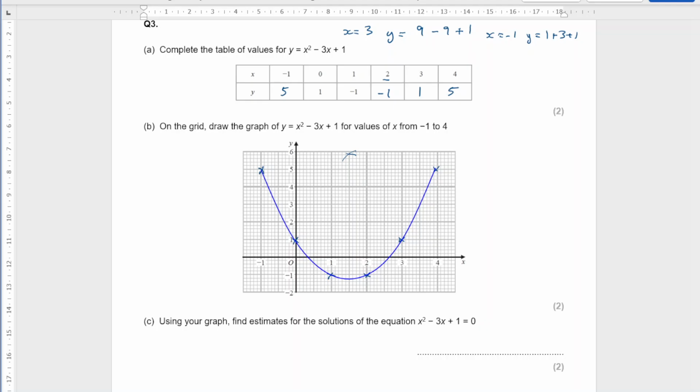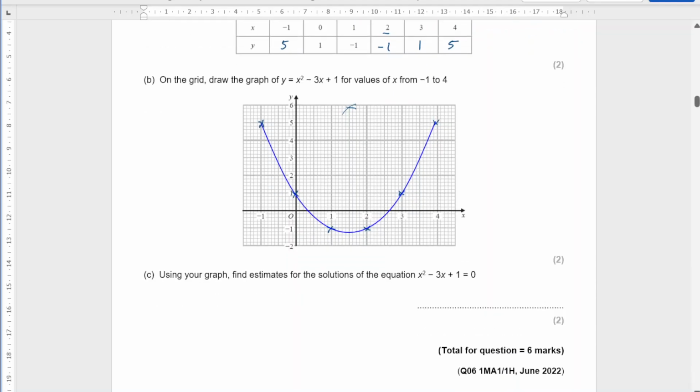And then final part, use your graph to find the estimate for the solutions of. So if I compare this line to the equation, it's exactly the same. So we just need to find where y is equal to 0, and then read off where these intersect. So they intersect there and there. So the values are roughly x would be equal to 0.3 and 2.6.